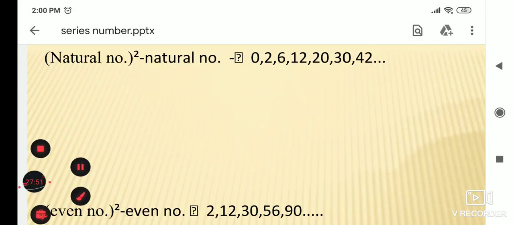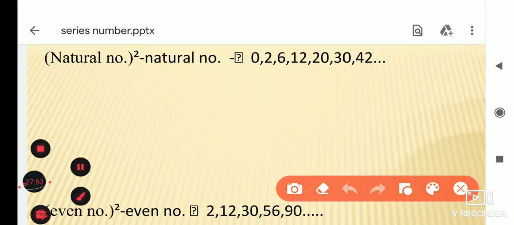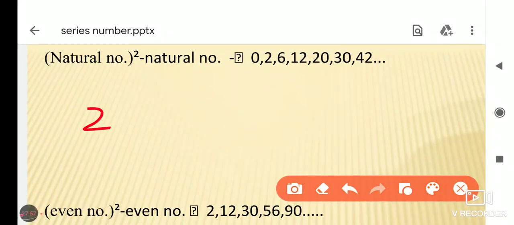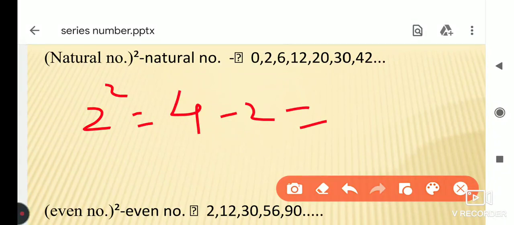The next natural number is 2. The square of 2 is 4, minus 2, we get the answer, that is 2.